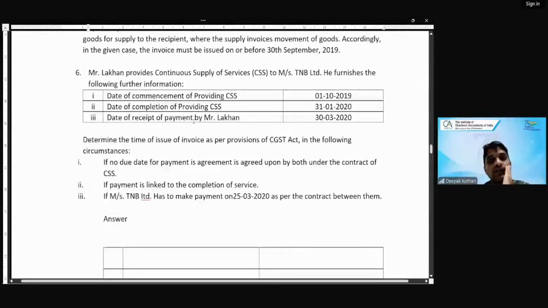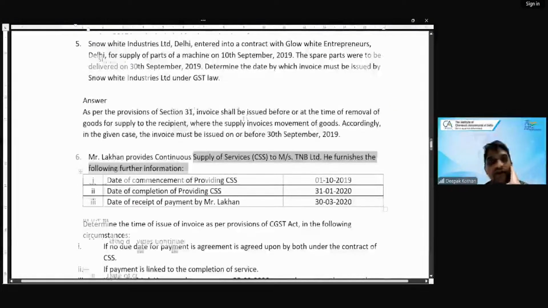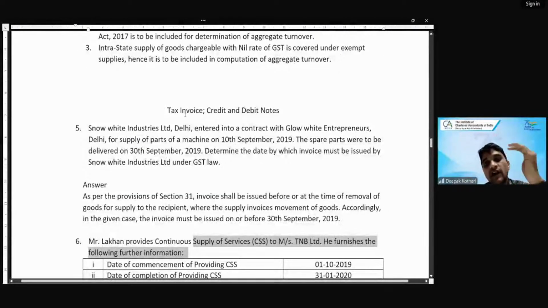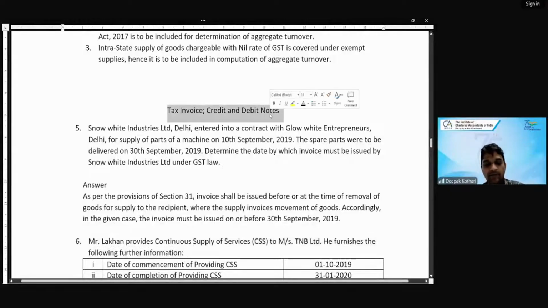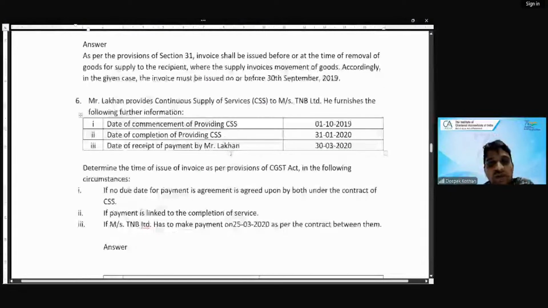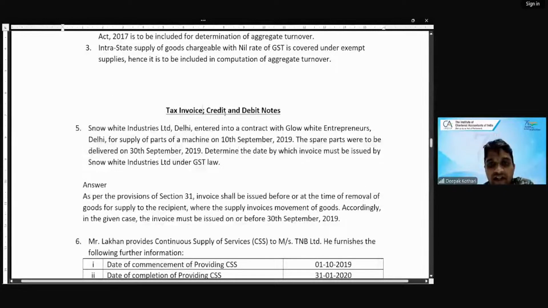Mr. Lakhan provides continuous supply of services to TNB Limited. He furnishes the first. I've given the chapter heading. तो इस chapter से आपको पता चल जाएगा कि answer यहाँ से ही मिलेगा आपको. So we are applying the provisions of tax invoice, credit and debit.